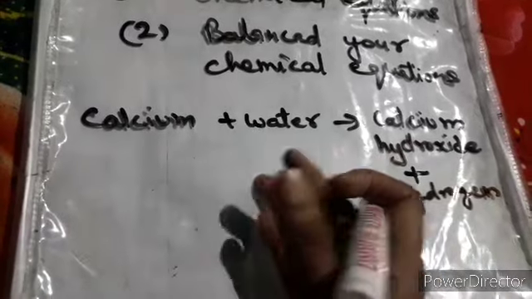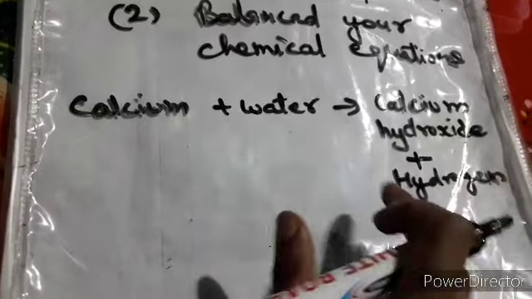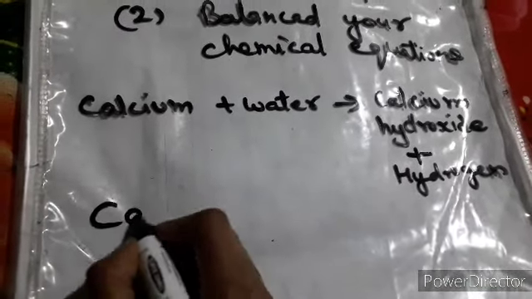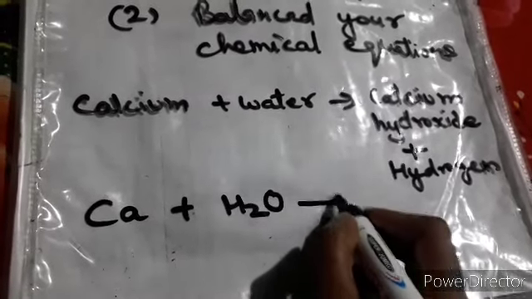This is the word equation. Why am I telling you words? Because it's written in words. So you know how to make the formulas now. Now you are grown up. Still I am telling you. This is calcium element, so you write down Ca. You know that symbol. Water, now you know, H2O. Arrow they have written.